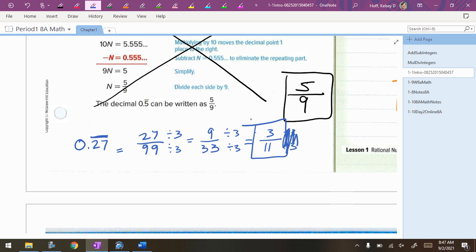It didn't make sense. When you have the repeating bar, then it goes over 9s. Nope, not when it's repeating. When there's not a bar above it and it's terminating, then it would go over 100. Okay. Flip to page 10.